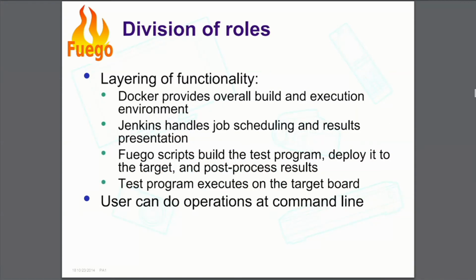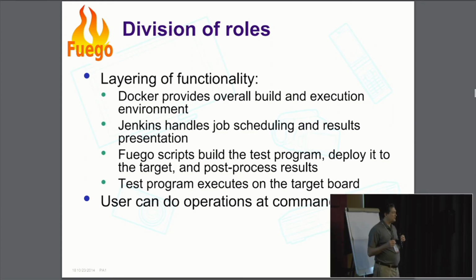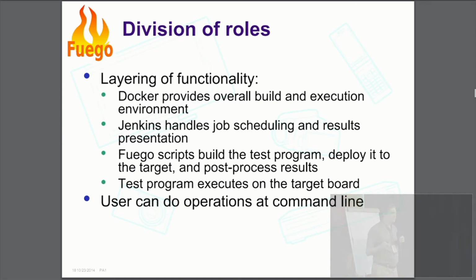So we have a division of roles. We've been working pretty hard the last little bit to separate our layers better. Docker provides the overall build and execution environment. Jenkins handles the job scheduling and visualization, so it's kind of at the front and the end of our cycle. And then Fuego scripts do the work in the middle for executing the test and gathering results. Although our primary interface is a graphical interface through Jenkins, you can do all of our operations at the command line. So it should be amenable to be used in other environments.